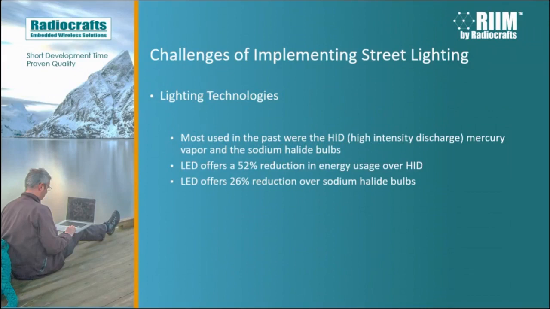Lastly, technological advancements also encompass the lighting technology, which has seen much progress lately. For example, the most widely used light bulbs in the past were the HID, mercury vapor, and sodium halide bulbs. But then the switch from these technologies to the LED bulbs offered a 52% reduction in energy usage over HID and around 26% reduction over sodium halide bulbs. That's in addition to providing some new features such as reduced glare and better color rendering.